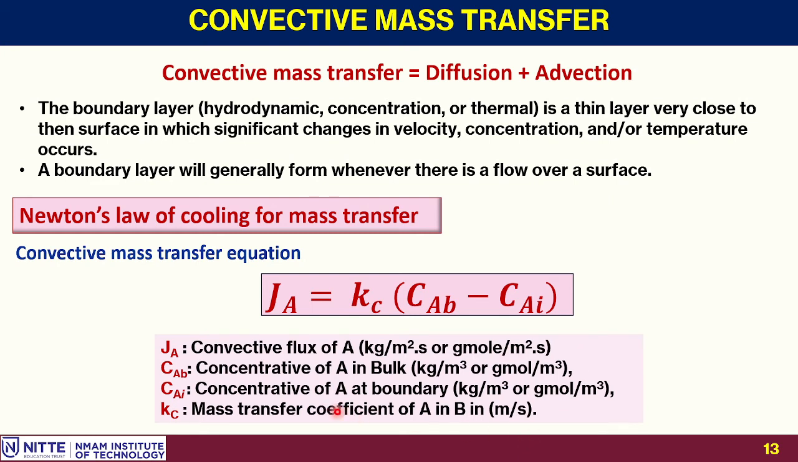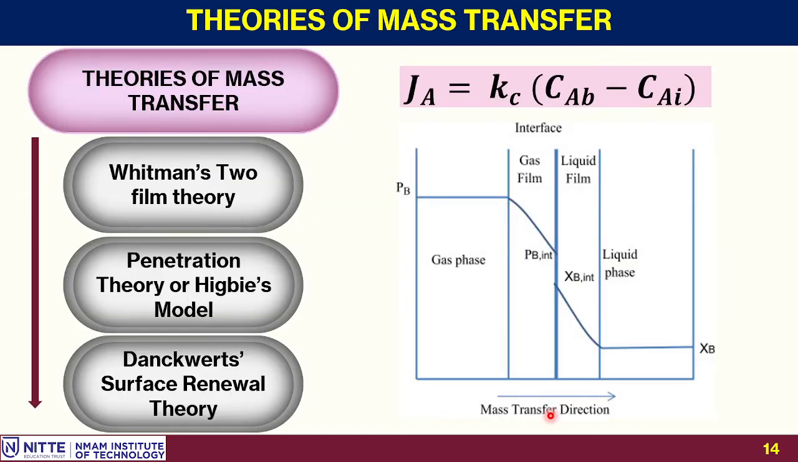The mass transfer coefficient in this case will have a unit of meter per second, very similar to what we had earlier. For diffusivity, it will be in meter square per second. Kc will have the unit meter per second.